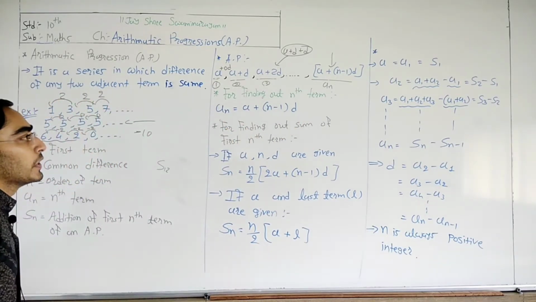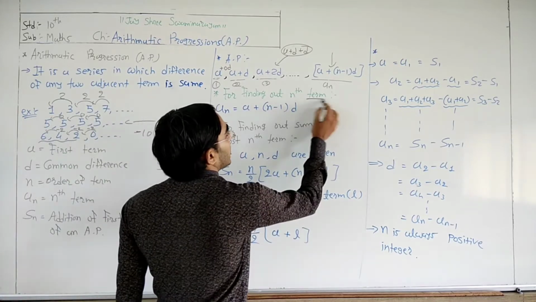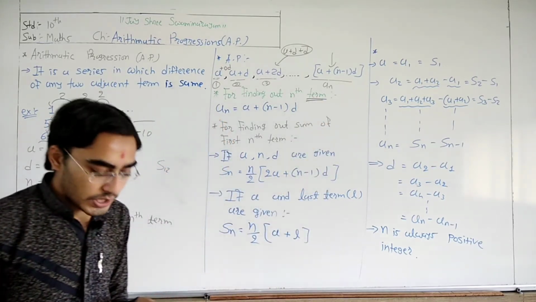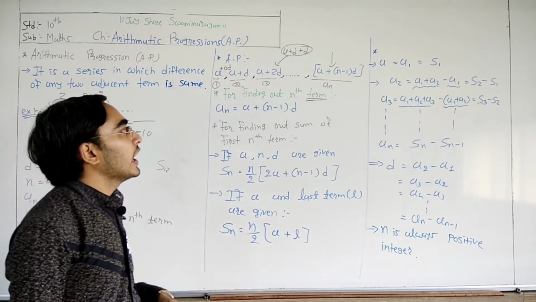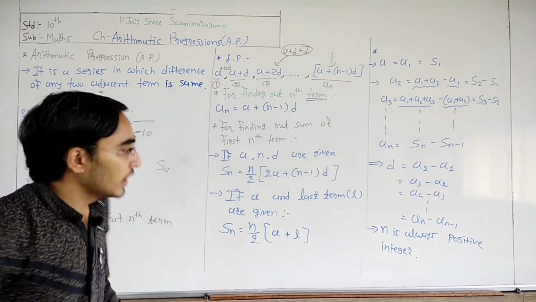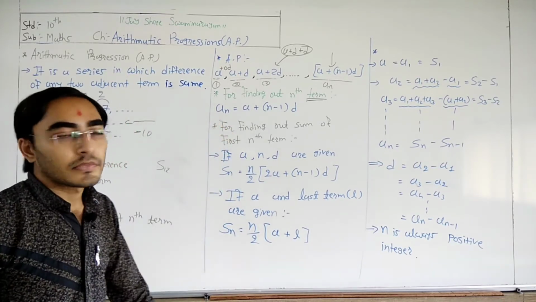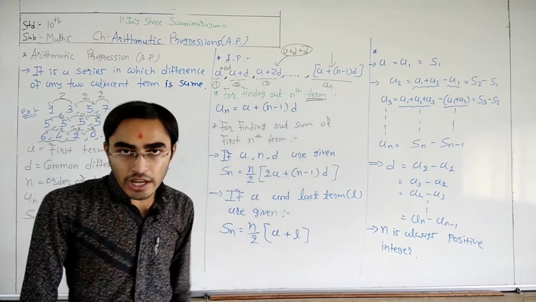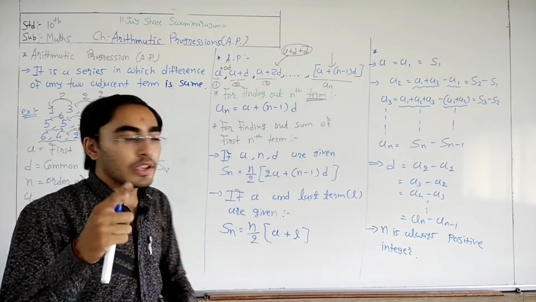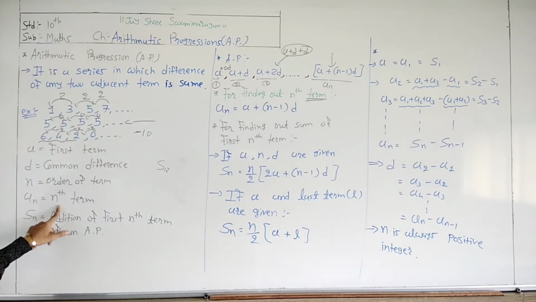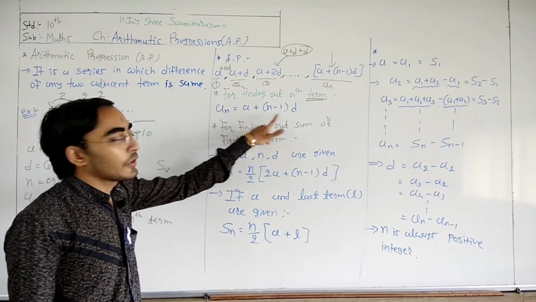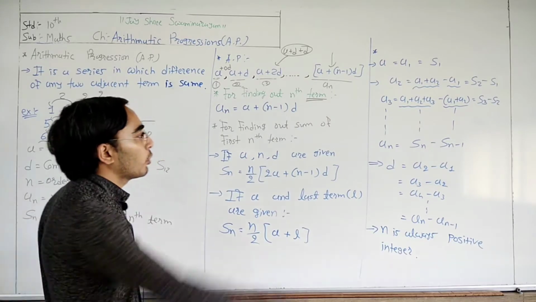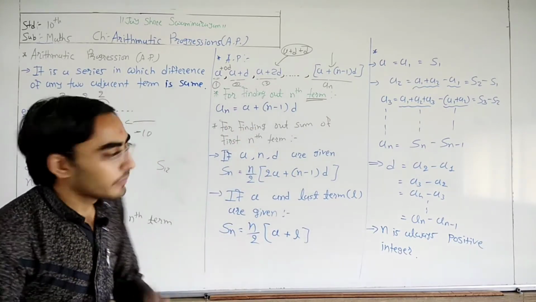One more thing: here we are finding the nth term, and the nth term is represented by An. So An is equal to A plus n minus 1 D. This formula you need to remember.